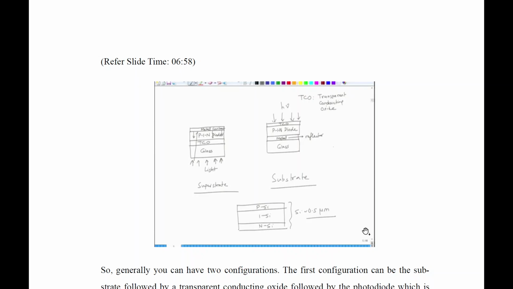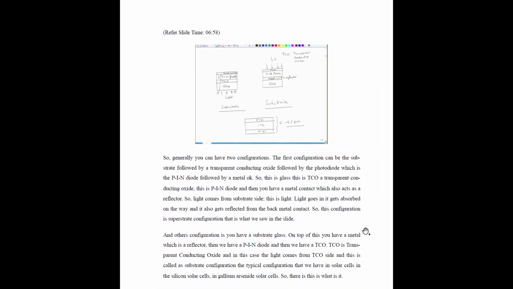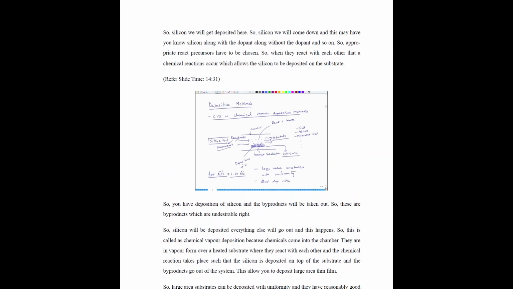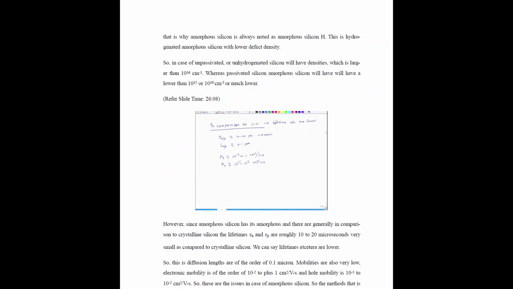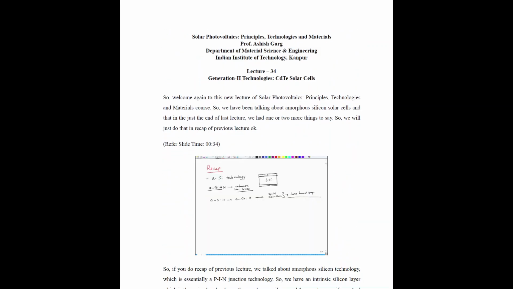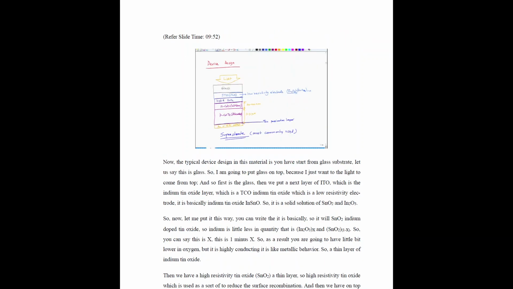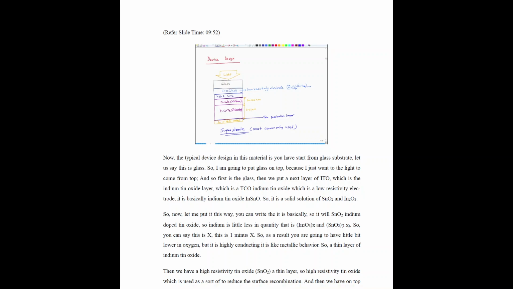And then sir talked about other possible structures depending on where the light should fall, and different kinds of deposition methods. Then sir talked about cadmium telluride solar cells, what technologies are used and how they are important, the structures they have, the efficiency comparison, and the device design. You can see the device design here. Here N and P are directly attached, but the P is made a little thicker than N because the passivation layer is below, and we have to use a low resistive electron layer.